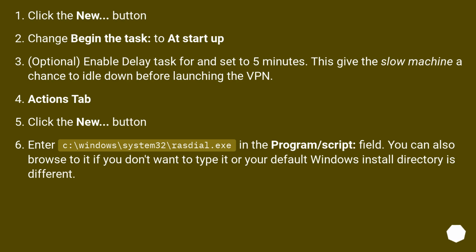Click the New button. Change Begin the task to At startup. Optional, enable delay task for and set to 5 minutes. This gives the slow machine a chance to idle down before launching the VPN.